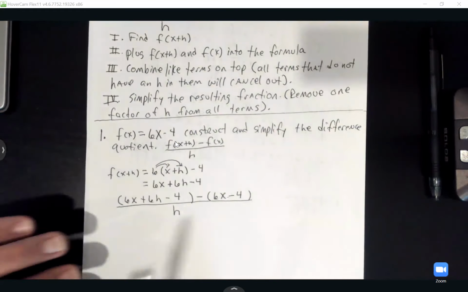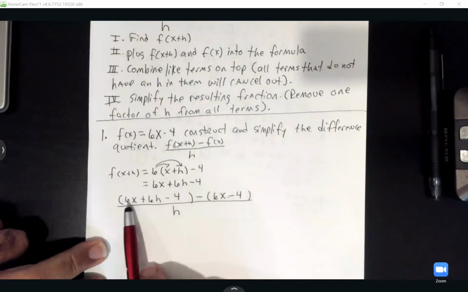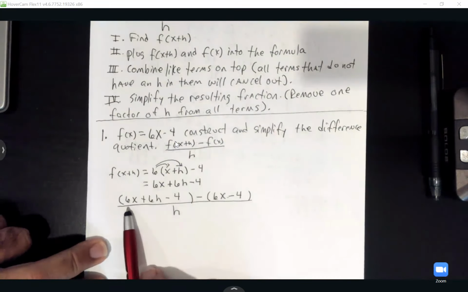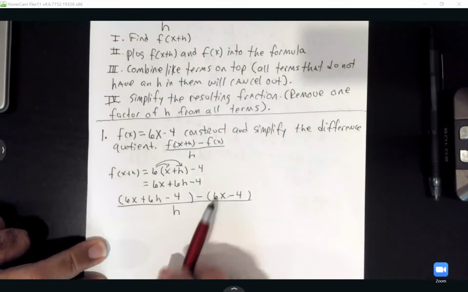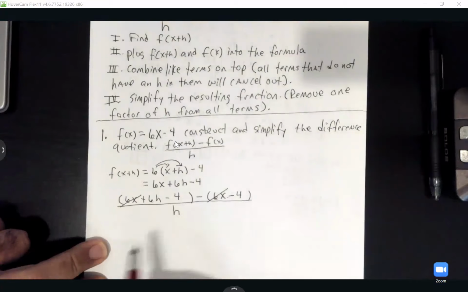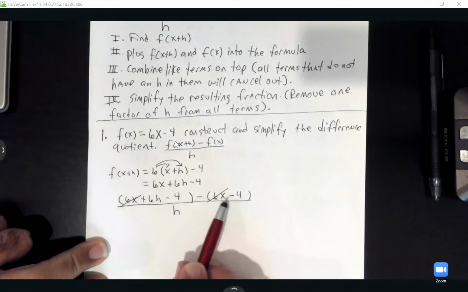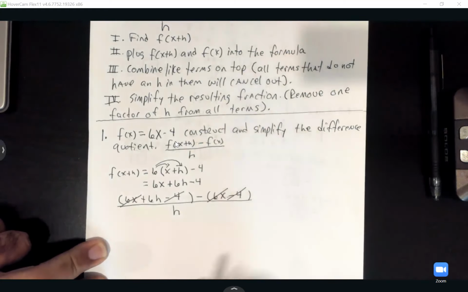Now, y'all, here's the fun part. Everything in the second parentheses is going to cancel with its counterpart in the first parentheses. So you got a 6x here. If you subtract 6x, they're going to cancel. So the 6x's cancel. Now look at here. You got a -4 here. Minus a -4 makes that a +4. So this -4 is going to cancel with that -4.